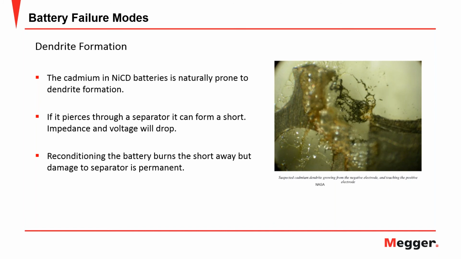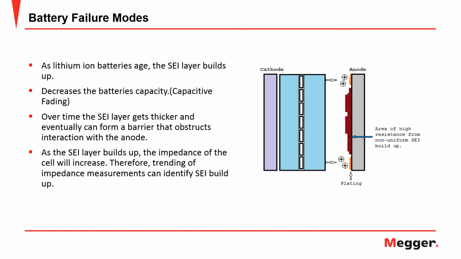Lithium-ion batteries. Their failure mode is what we refer to as SEI layer buildup. It's the solid electrolyte interface, and as these batteries age, this layer builds up. You may also hear it referred to as capacity fading, because over time these lithium-ion batteries need to be derated because of this. As the SEI layer gets thicker, the resistance or impedance of the battery increases, and we'll see that in an impedance test. You'll actually see the value increase.